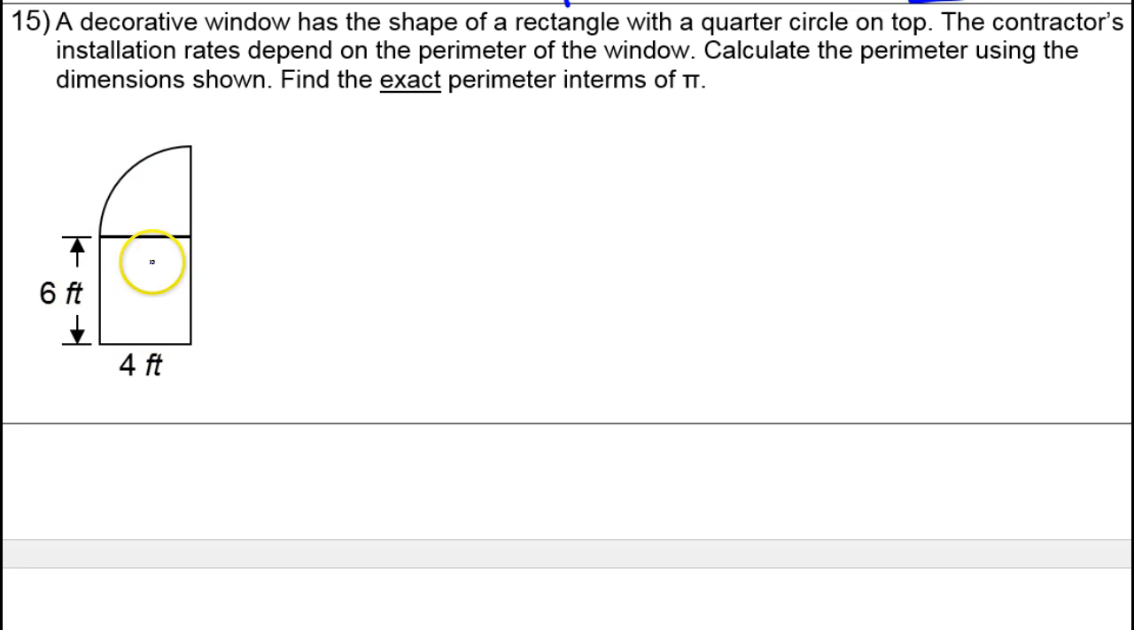Part of this is really simple, because if this side of the rectangle is 6 feet, then of course this will be 6 feet over here. What about this side right here? Can you tell me what this is, this little piece?